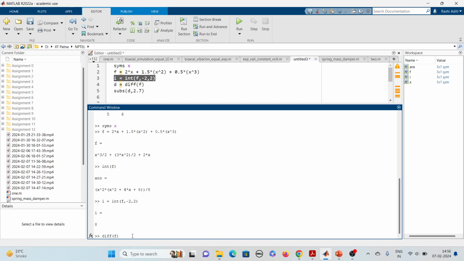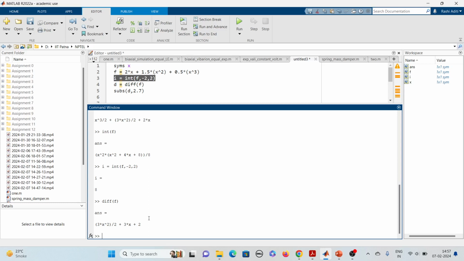See, initially I did int of f, it got stored as ans. Now if I give the command diff of f, what is going to happen? Now this is the differential. And again, the default variable of MATLAB, ans, has taken up the value of differentiation. It has overwritten the variable ans from the integration function to the differentiation function. So that is the reason that whenever we are writing code in MATLAB, we prefer making a variable that would store the particular command that we are giving to MATLAB so that it would be helpful. Okay, so here this is the differentiation.